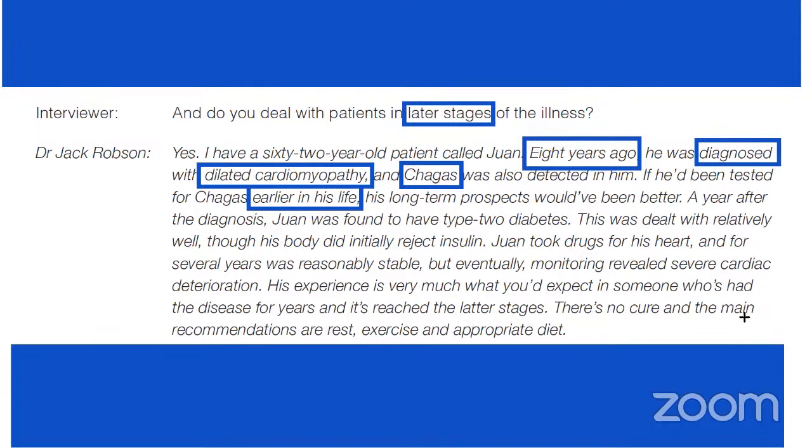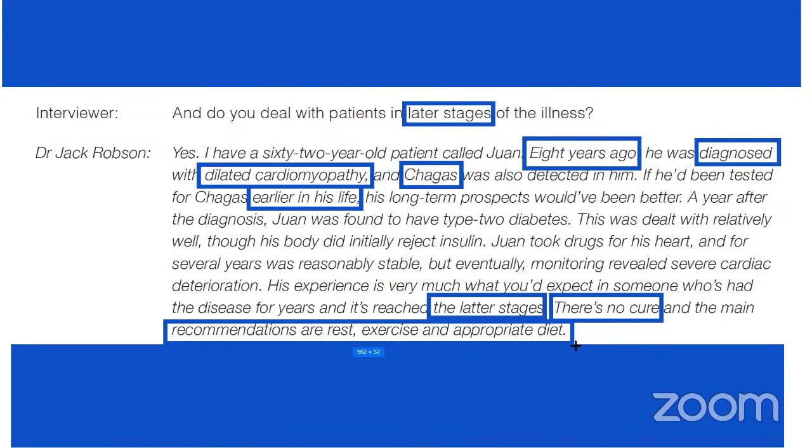There's no cure. And the main recommendations are rest, exercise, and appropriate diet. Why? It reached the latter stages. Now there is no cure. If it had been earlier stages, a cure was there. And the main recommendations would have been different; in addition to rest, exercise, and appropriate diet, those are the only ones now in the latter stages. In the earlier stages, it would have been different.